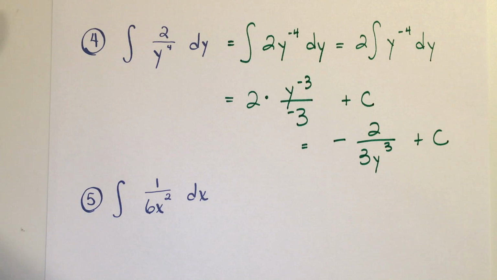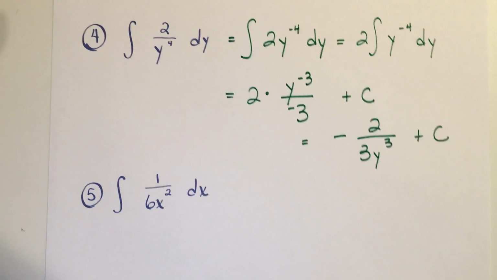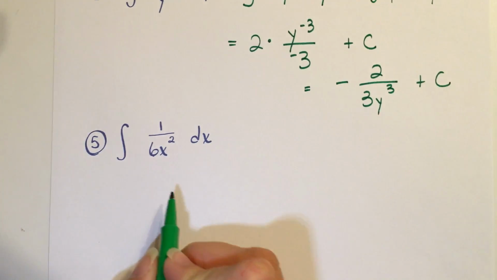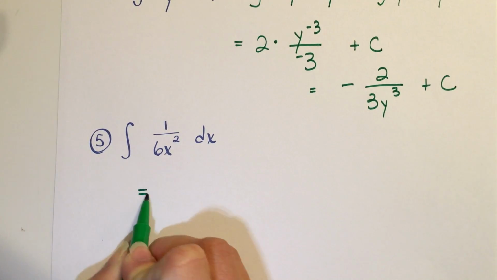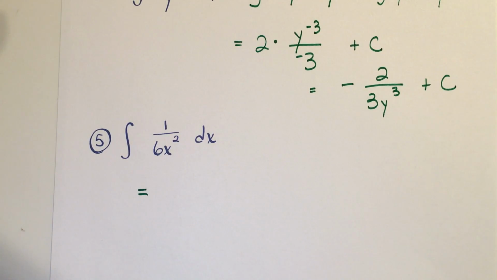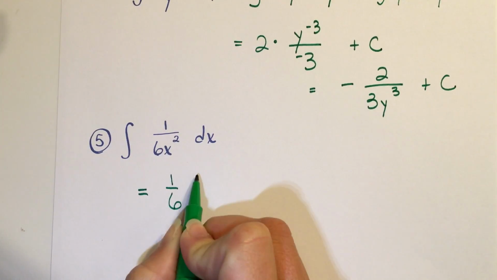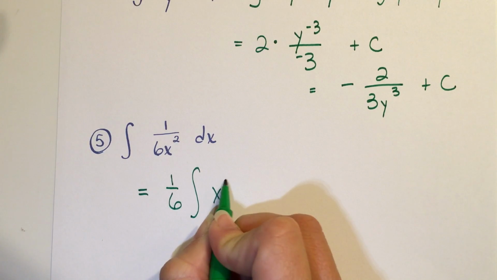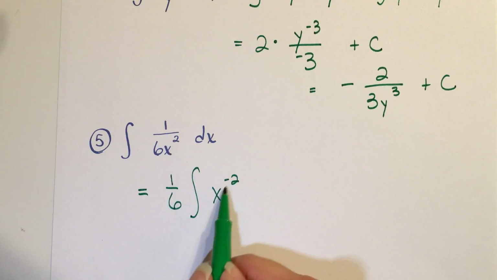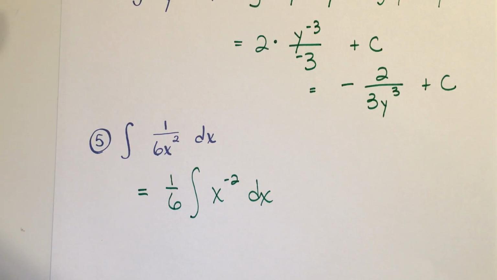All right, same thing rewriting here on number 5. Now, kind of doing 2 things in one step here. You have a constant multiple here of 1/6. So I'm going to pull the 1/6 out front, and then I'm going to take x squared to the top and make it x to the negative 2. So at this point, this is similar to the one I was doing just a minute ago.